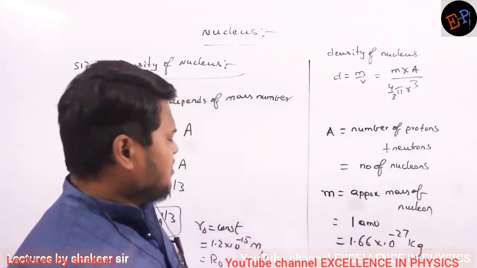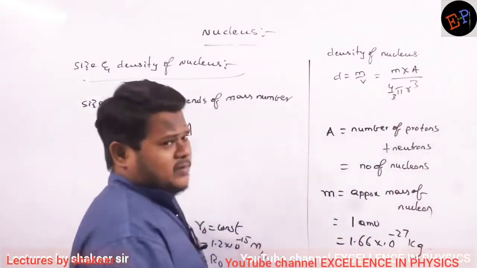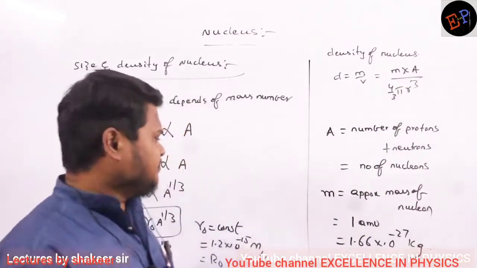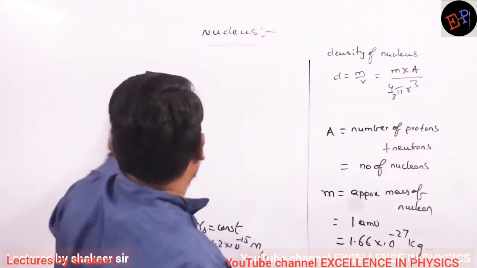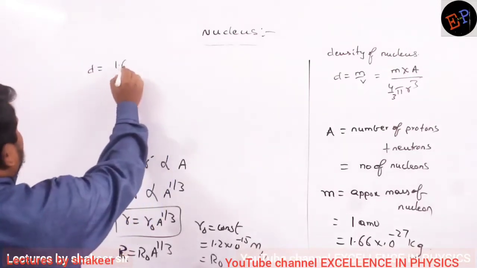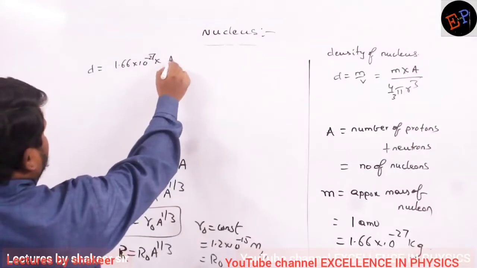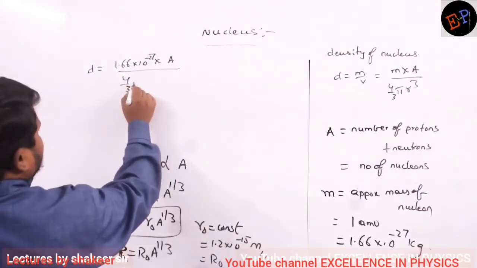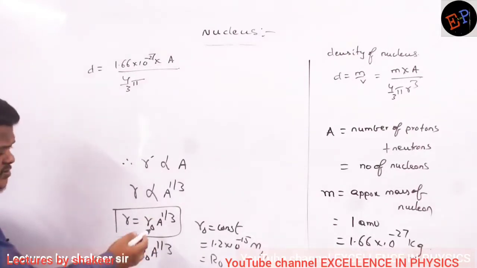So therefore, if you take this value and substitute here, then you will get the density of the nucleus. Are you able to understand? So see here, I will write. Density is equal to mass. Mass is how much? 1.66 into 10 power minus 27 multiplied by mass number, divided by 4 by 3 pi. And instead of r, I can write r naught A power 1 by 3, no? This also I can write, no?